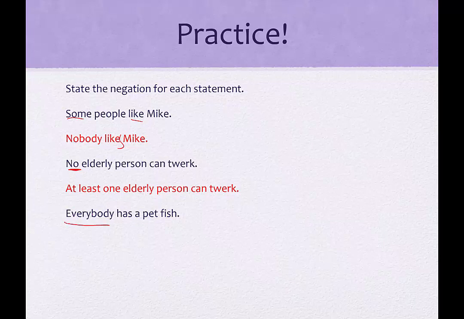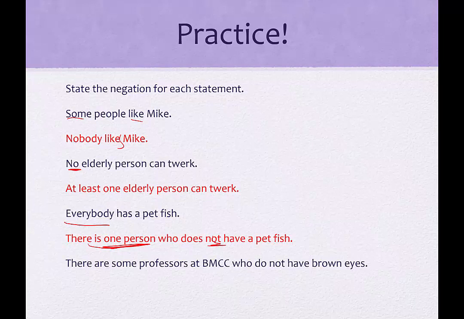Everybody has a pet fish. What's the negation of everybody? That would be some do not. Or there is one person who does not have a pet fish. Somebody does not have a pet fish. We just need to make sure that we indicate the quantifier with the not. Some do not. And lastly, there are some professors at BMCC who do not have brown eyes. So this is some do not. The negation would be every professor at BMCC has brown eyes.